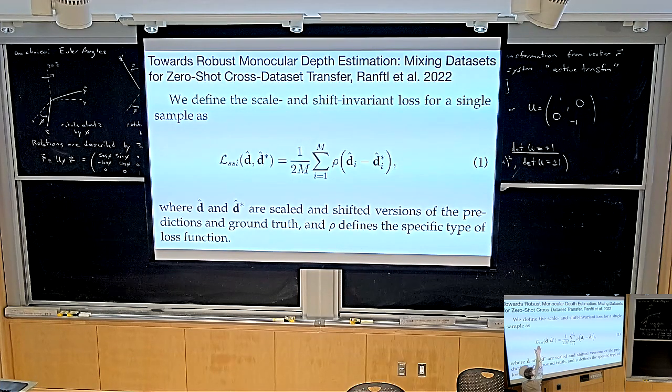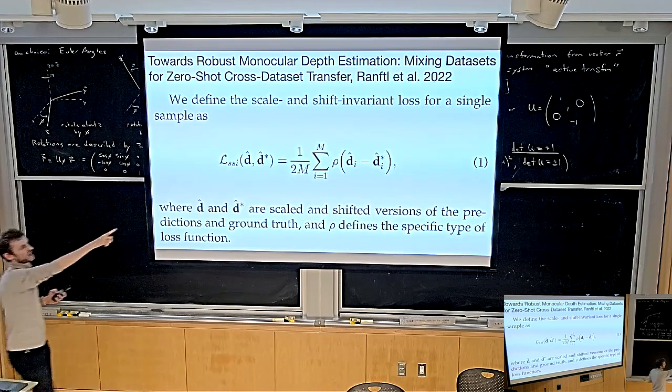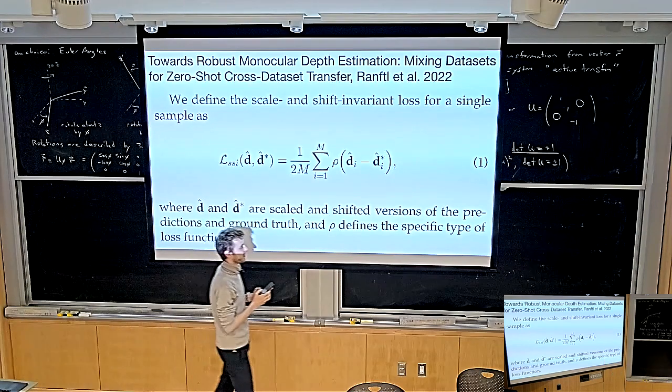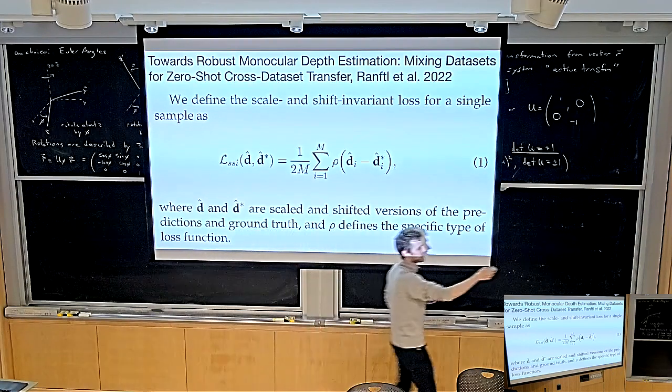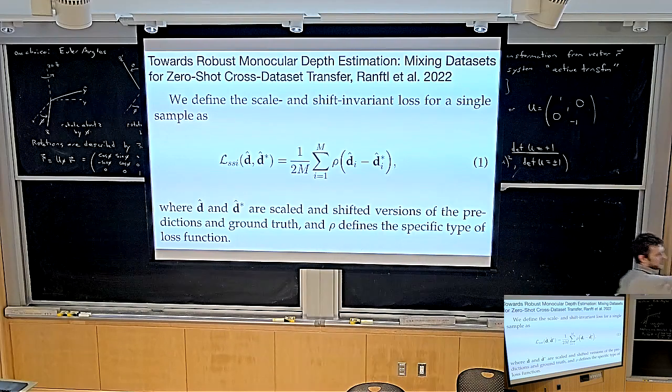They say, we have a scale and shift invariant loss. It takes two disparity maps as input. D hat and D hat asterisk are disparity maps now, so these are basically inverse depth up to scale. Then they say, okay, we're going to have some loss on top of these D hat things. And now the question is, how do we get D hat and D hat asterisk such that this loss becomes scale and shift invariant?